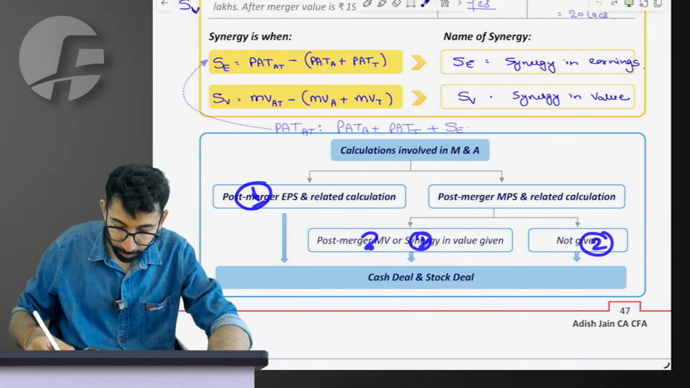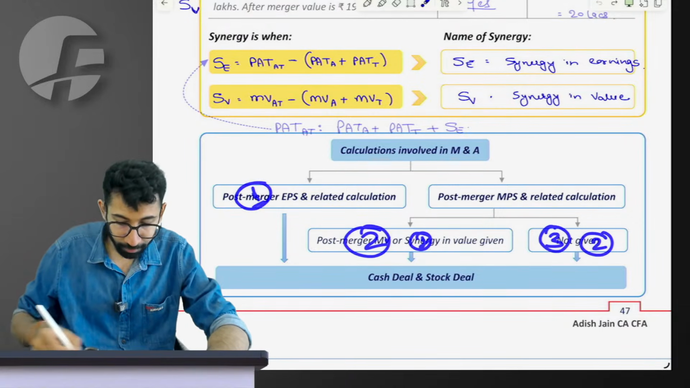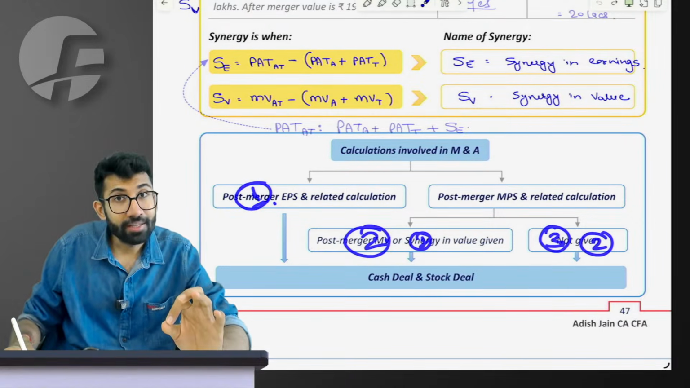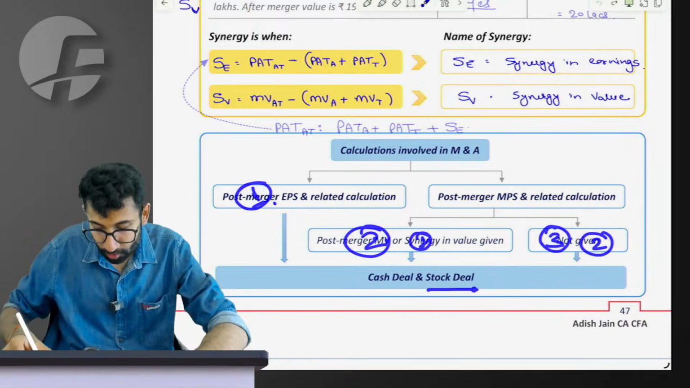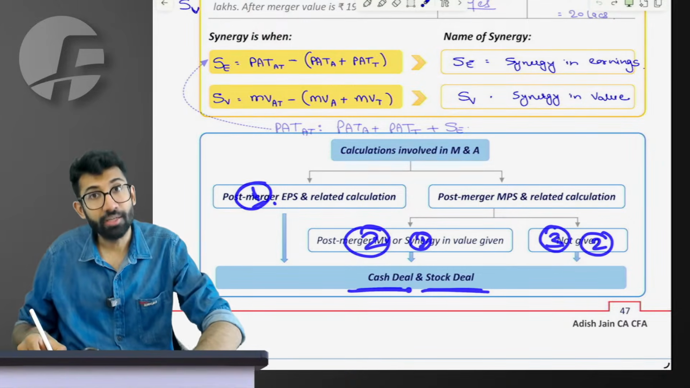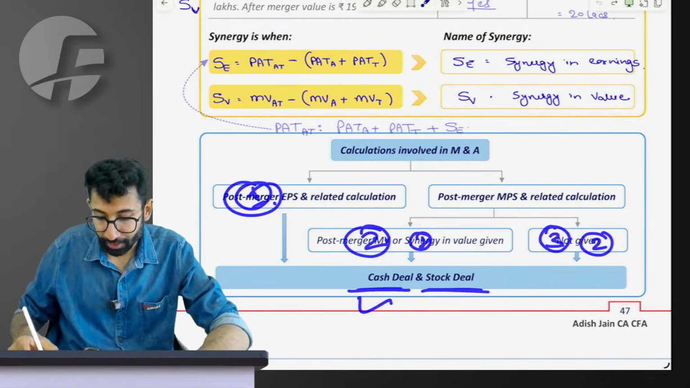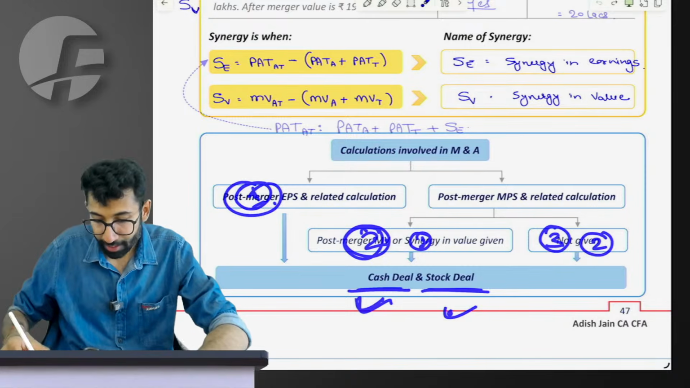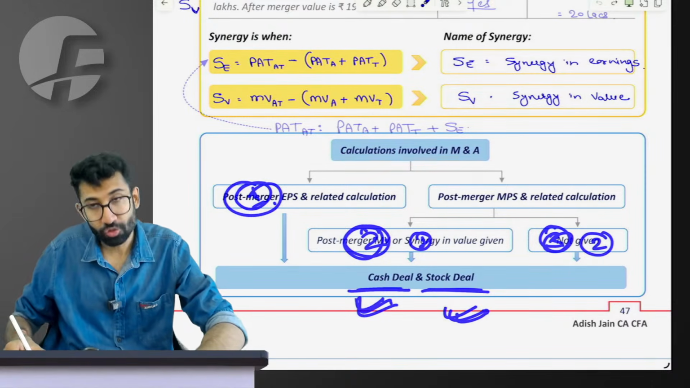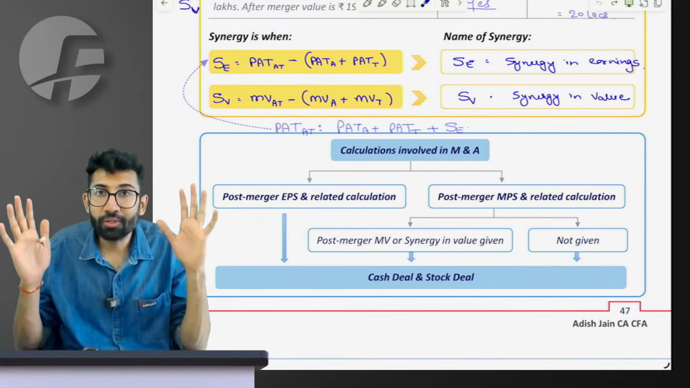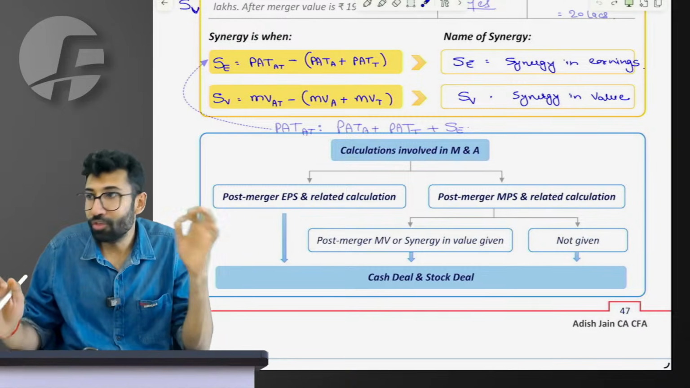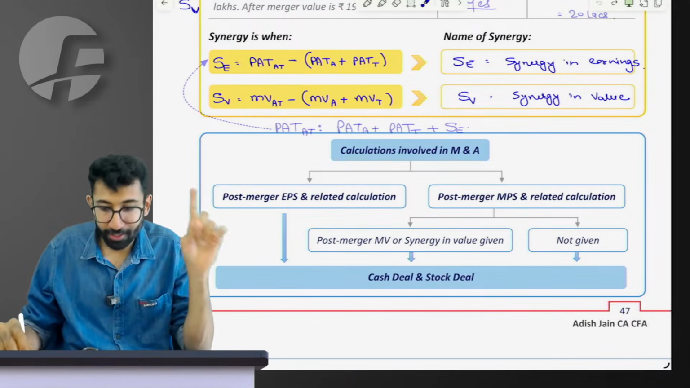Possibility number one, possibility number two, or possibility number three that you can face in the exam, we will learn in case of stock deal and in case of cash deal. So for EPS, we will learn cash and stock for possibility 1, possibility 2, and possibility 3. That's how you are going to learn the 6 possibilities, beyond which there cannot be any practical question.